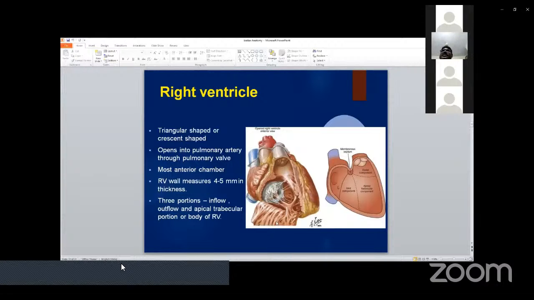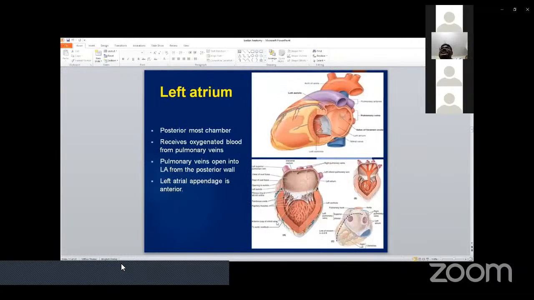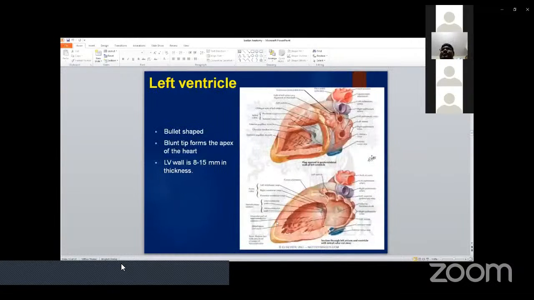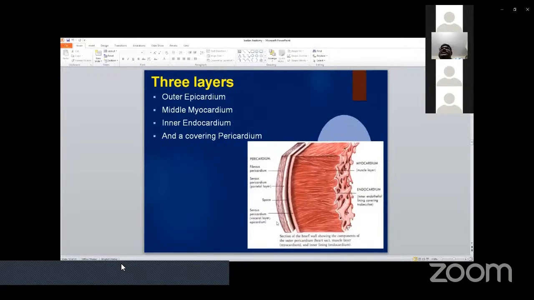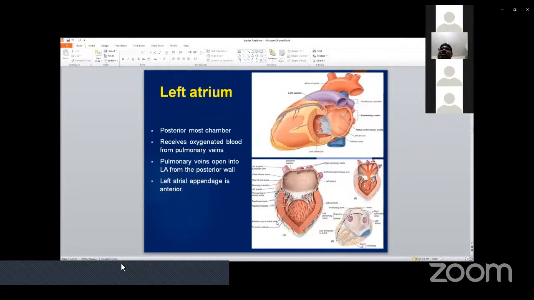Now we can see the right ventricle picture in slide number 11. Next, in slide number 12, you can see the left atrium structure. Next, in slide number 13, you can see the structure of the left ventricle.